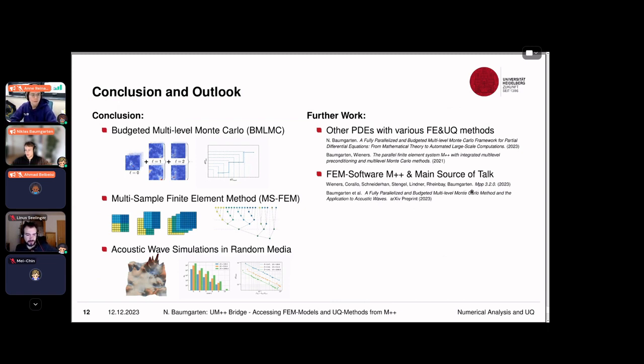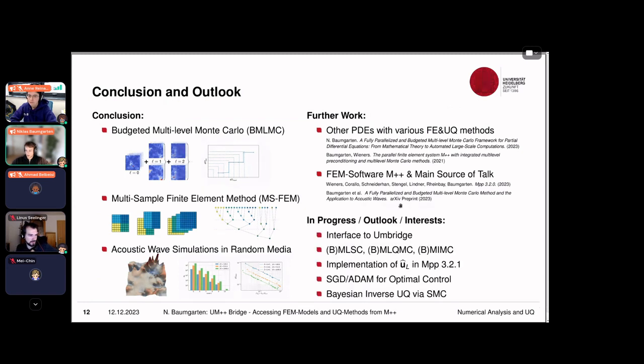Again, we develop a lot of software in M++. The latest release is 3.2.0. You can find more about this budgeted stuff and what's in progress, this interface to Umbridge. We think about new UQ methods. I'm currently developing this full solution estimator, which should appear in 3.2.1, and some other UQ problems, Bayesian inverse and optimal control problem. Okay, and with that, I thank you for your attention.